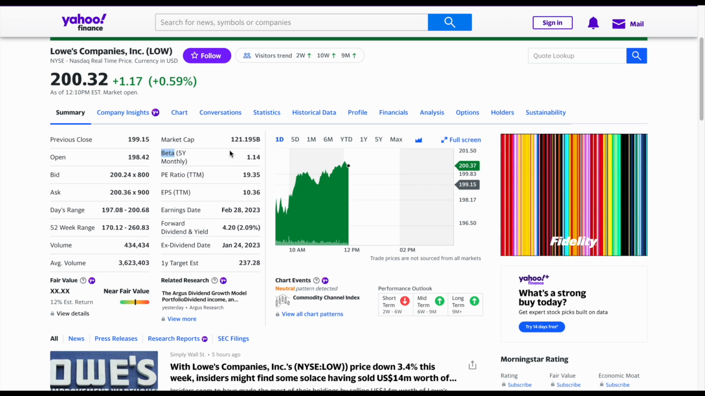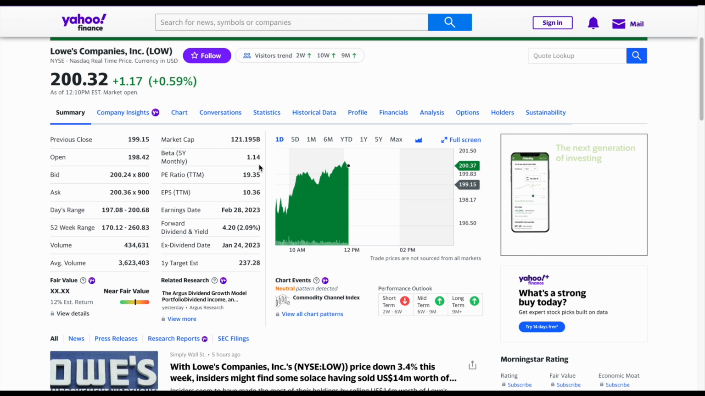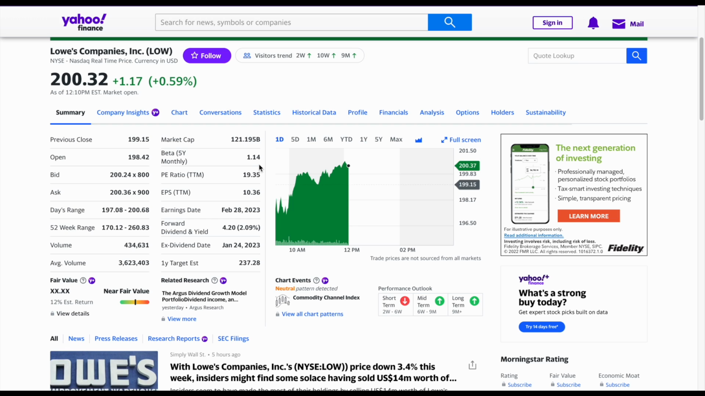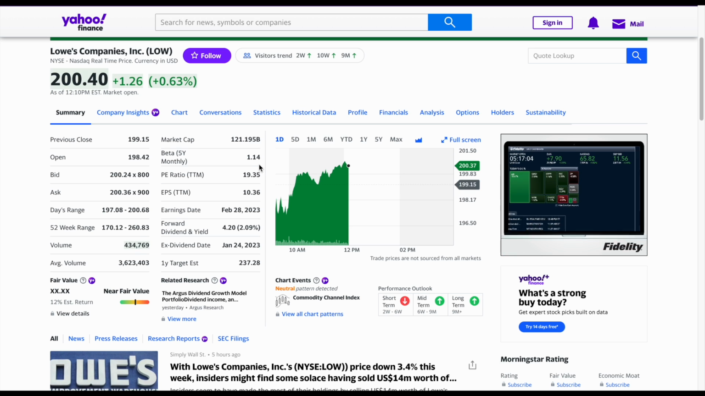The next thing we want to look at is the beta of a stock. A beta is essentially the measurement of the volatility of a stock, and a measurement of 1.00 essentially means that the volatility level of a stock is going to follow pretty closely to the market. If you have a beta of above 1, then it's going to be more volatile, and a beta of below 1, then it's going to be less volatile.